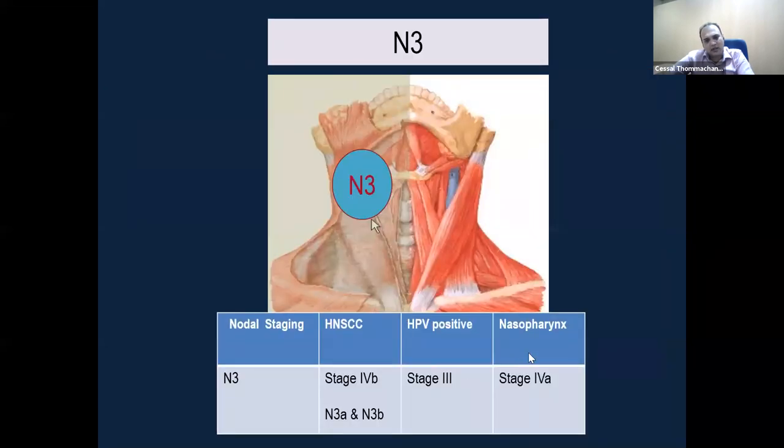Whereas in nasopharyngeal carcinoma, N3 has no subclassification into N3A or N3B. It becomes stage 4. So N3 is any node more than 6 centimeters. Either it can be stage 4B or stage 3 or stage 4A based on site. In P16 positive oropharynx, it is stage 3. In nasopharynx, it is stage 4.